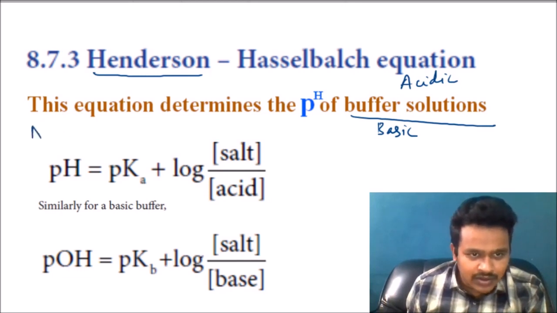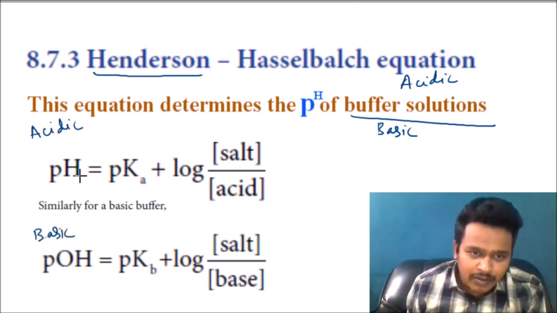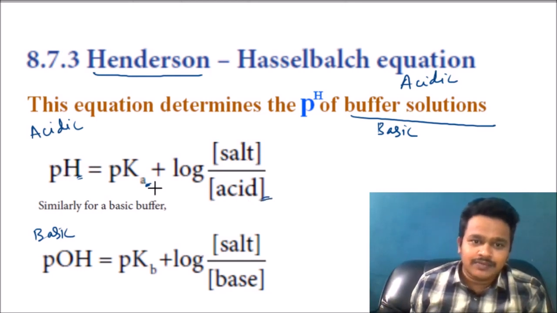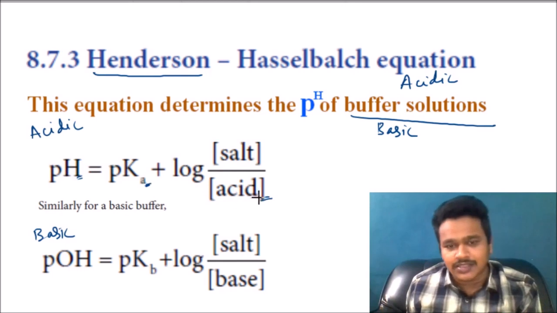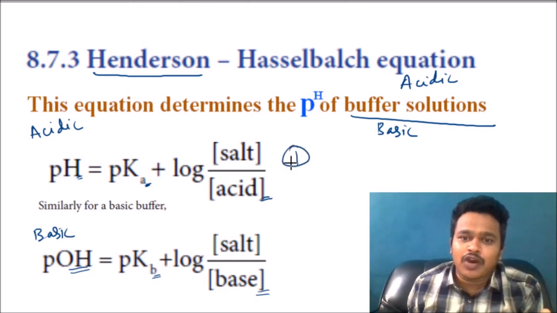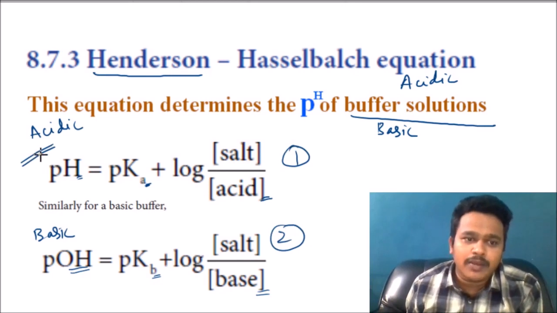This is the pH of an acidic buffer, and this is the pOH of a basic buffer. Whenever pH is there, pKa refers to acidic, plus log of salt by acid. HA stands for the acid, it should be there. Basic means pOH and pKb, with base here. These are the two basic formulas. If you remember one formula properly, automatically you can remember the second.